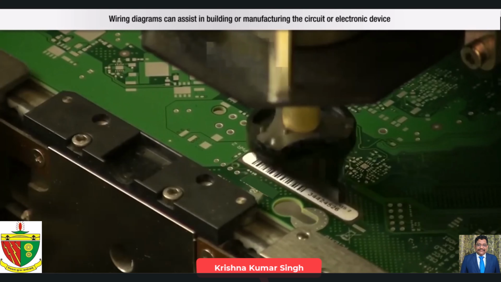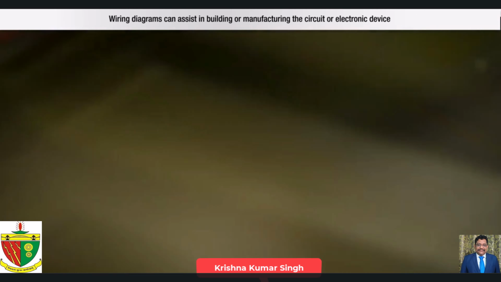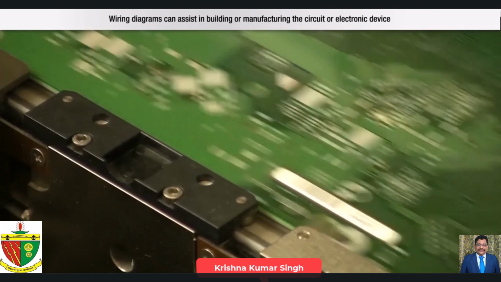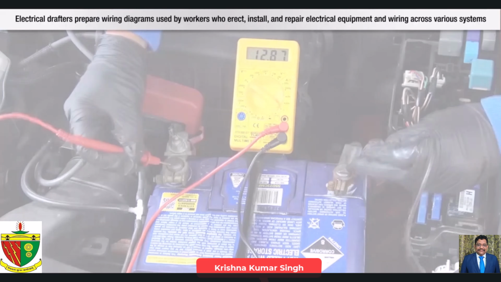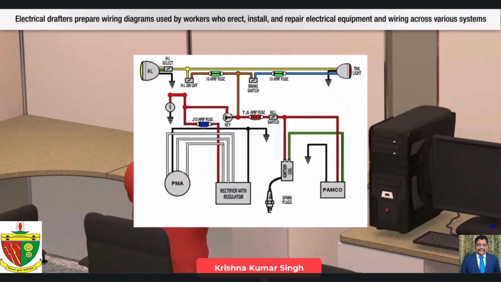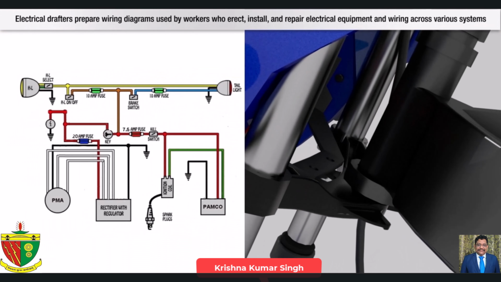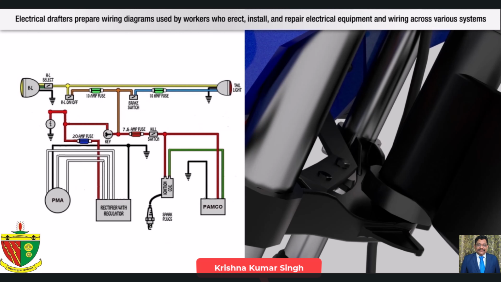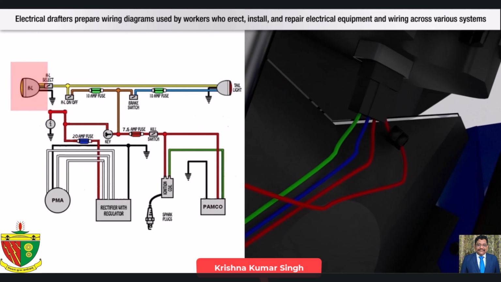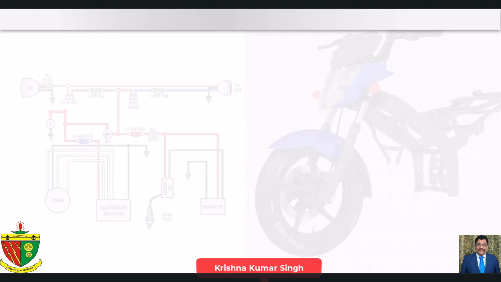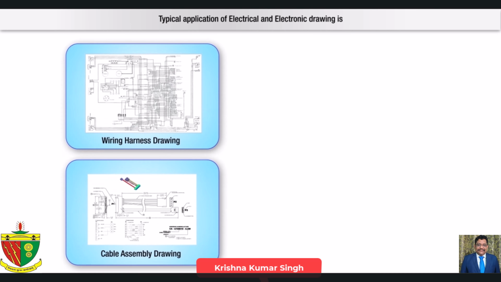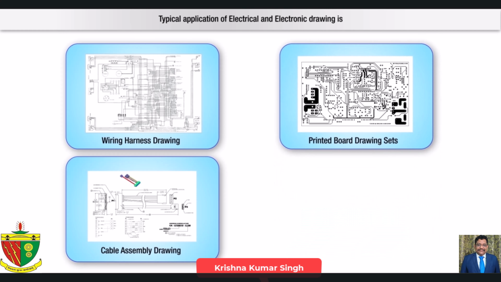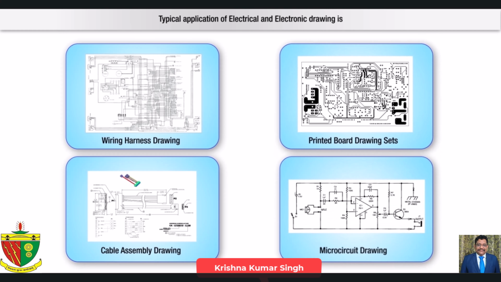Wiring diagrams can assist in building or manufacturing the circuit or electronic device. They are also useful for making repairs. Electrical drafters prepare wiring diagrams used by workers who erect, install, and repair electrical equipment and wiring across various systems. Typical applications of electrical and electronic drawing are wire harness drawing, cable assembly drawing, printed board drawing sets, and microcircuit drawing.